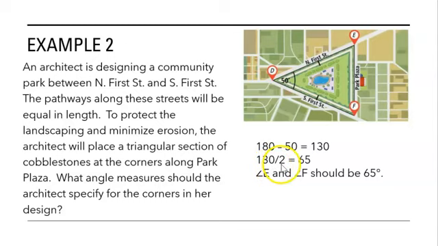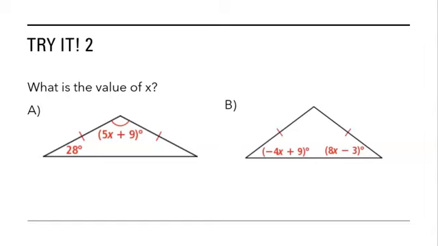And 130 divided by 2 is 65. So I know angle E and angle F should be 65 degrees. Let's take a look at more examples where we apply this theorem. In Try It 2, we're going to apply those theorems to find missing measurements. So please pause your video, try these 2 questions, and then hit play to see if you're right.